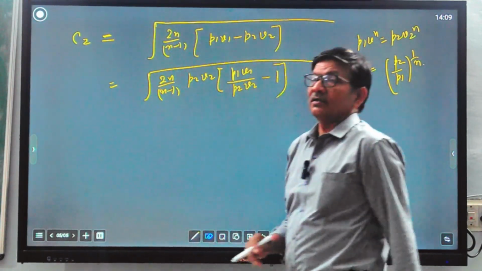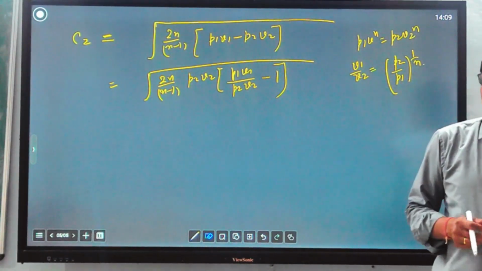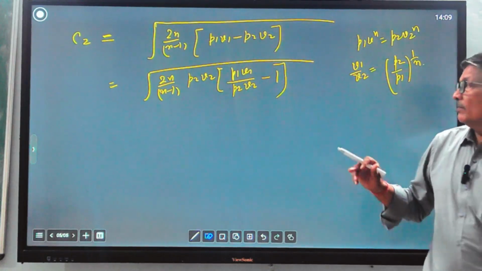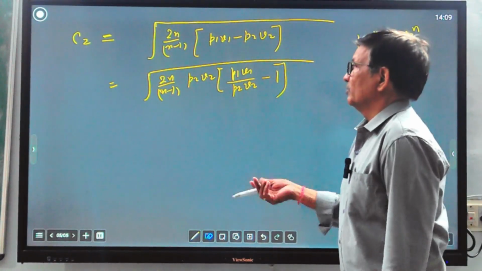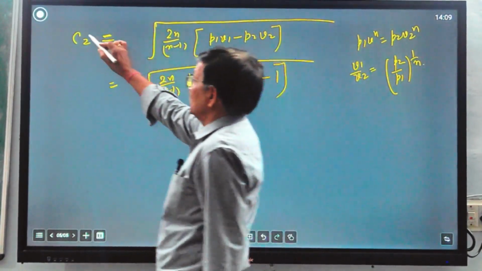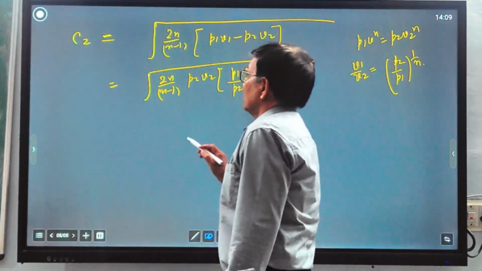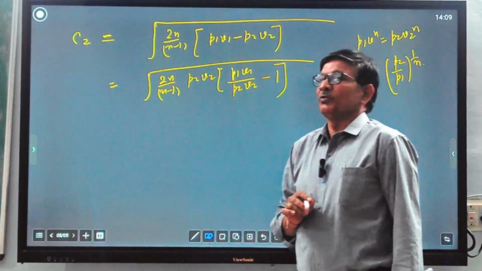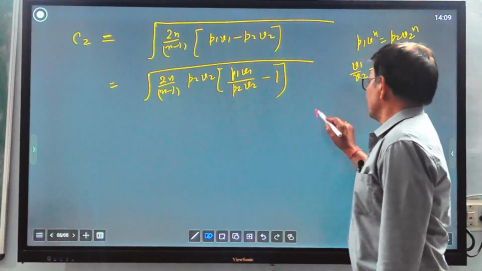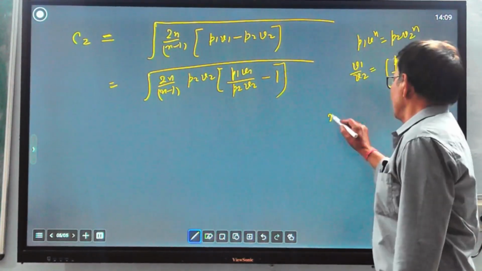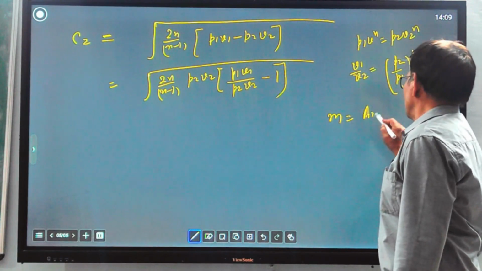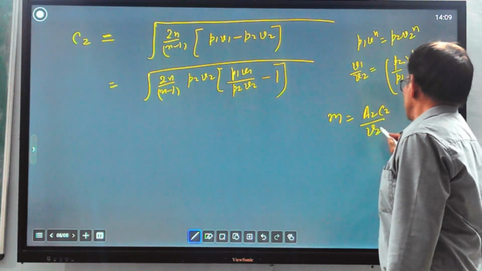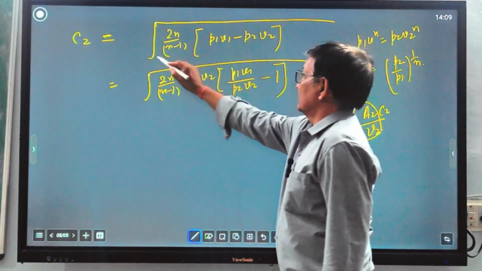What will be the velocity of the steam at throat when the condition of mass flow rate is maximum? So the steam velocity is given by this equation, not A2 and V2 will come, because m is equal to A2 C2 upon V2. So these two terms will be replaced, and we only get this term.